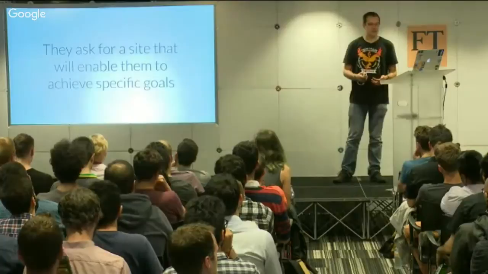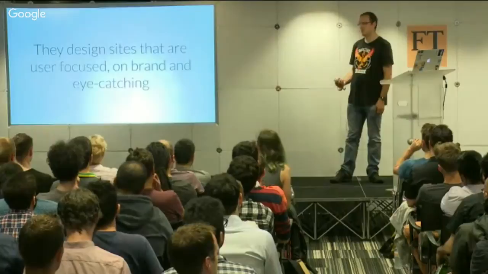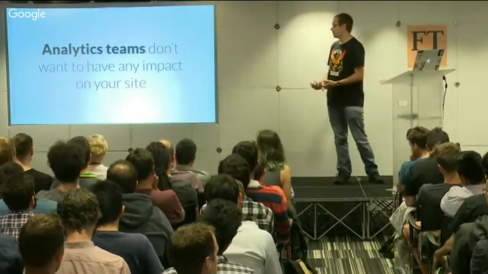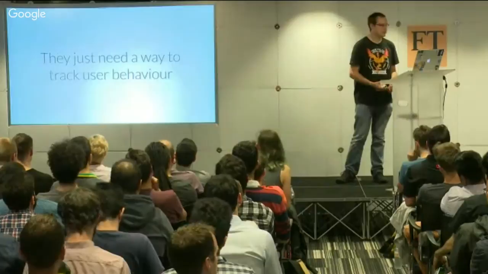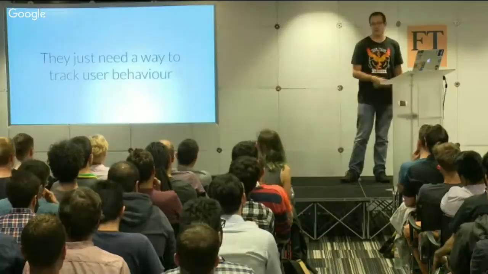Designers don't design sites to be slow. They design sites that are focused on brand and eye-catching because they want their work to be a pleasure for users to use. It's important to them that their users enjoy using their site. Analytics teams don't want to have an impact on your site at all. They actually want to be completely transparent to your users. They just want to track user behavior. And that data they gather can actually help developers decide what they want to improve in the future. Say Google Analytics, for example, you can use it to track performance metrics. So that can be really valuable to where we need to improve in the real world.